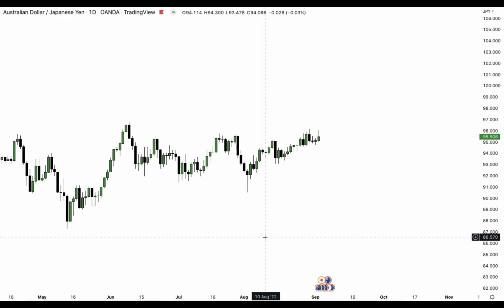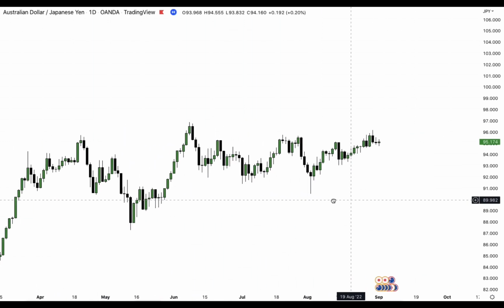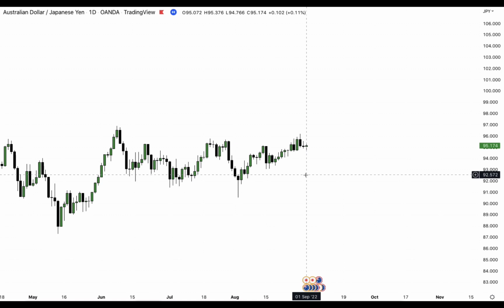So we're looking at the pair AJ, Australian dollar versus the Japanese yen. And we're going to start off at the first of the month. So the first trading day for the month is right here, September 1st. So we're going to bring it back to September 1st. And once we get to the first of the month, we're going to count back 20, 40, and 60 days.